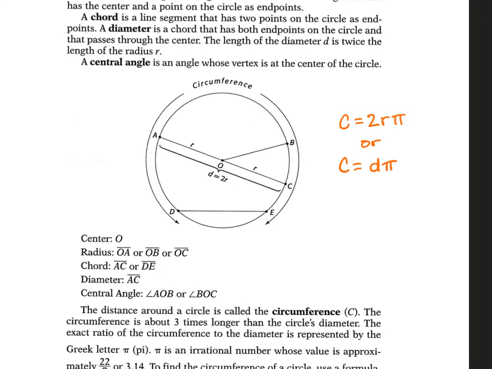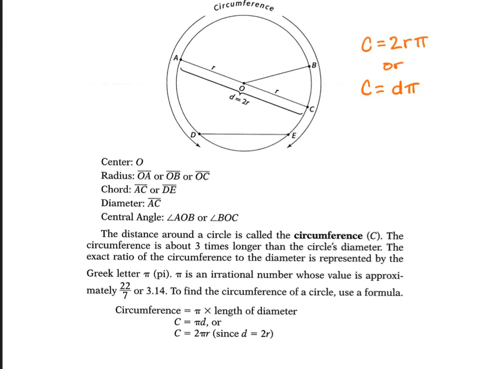The distance around the circle is called the circumference, which is the formula that I just gave you above. The circumference is about 3 times longer than the circle's diameter. The exact ratio of the circumference to the diameter is represented by the Greek letter pi. Pi is an irrational number whose value is approximately 22/7 or 3.14. To find the circumference of a circle, use the formula circumference is equal to pi times the diameter, or 2 pi times r, since 2r is the diameter.